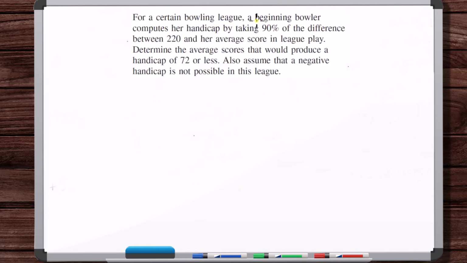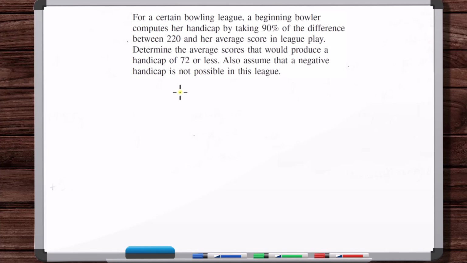For a certain bowling league, a beginner bowler computes her handicap by taking 90% of the difference between 220 and her average score in league play. Determine the average scores that would produce a handicap of 72 or less. Also assume that a negative handicap is not possible in this league.